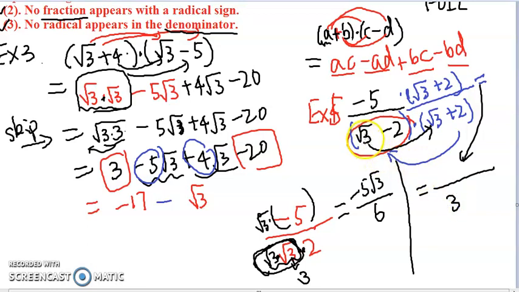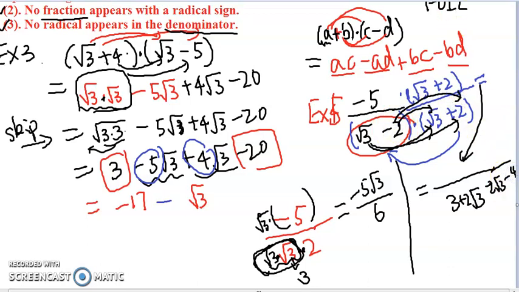And then we multiply square root of 3 times positive 2. That gives us a 2 square root of 3. And then we multiply negative 2 times square root of 3. That gives us a negative 2 square root of 3. And negative 2 times positive 2. That gives us a minus 4.